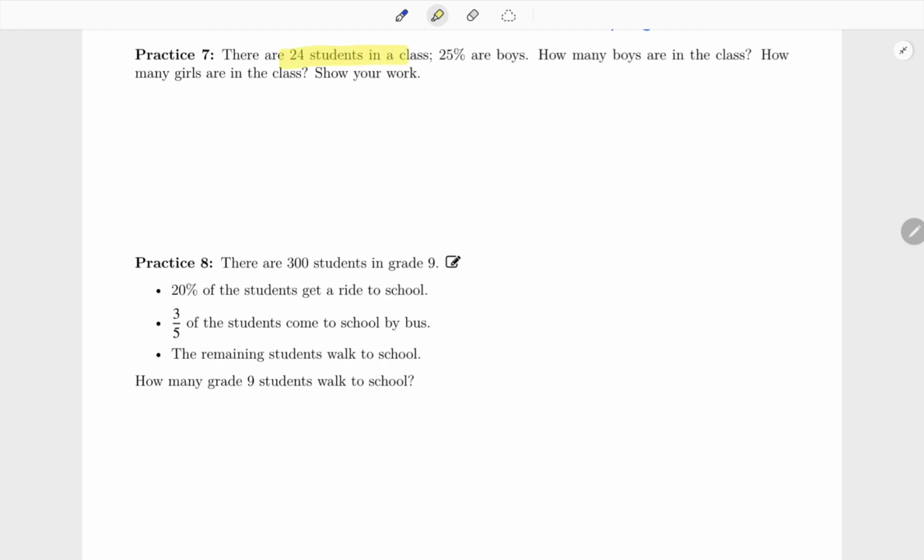There are 24 students in class and 25% are boys. How many boys are in the class? Let's convert the information into an equation. 25% of the students are boys. 6 students are boys. How many girls are in the class? Since in total we have 24 students minus 6, we have 18 girls in the class.